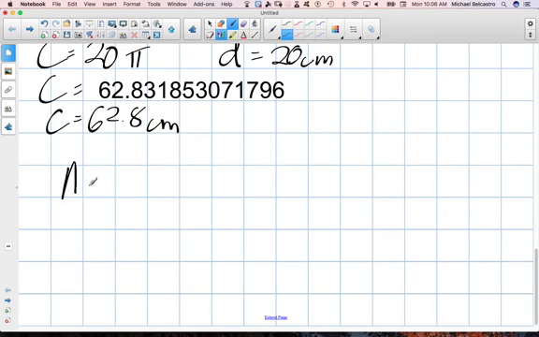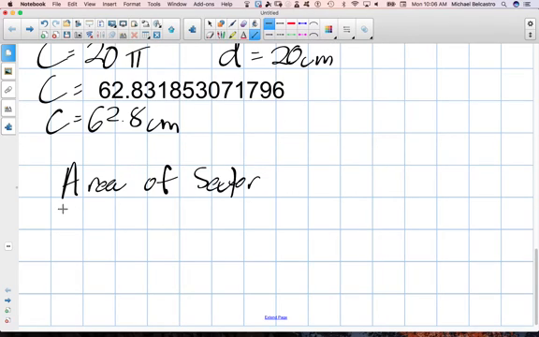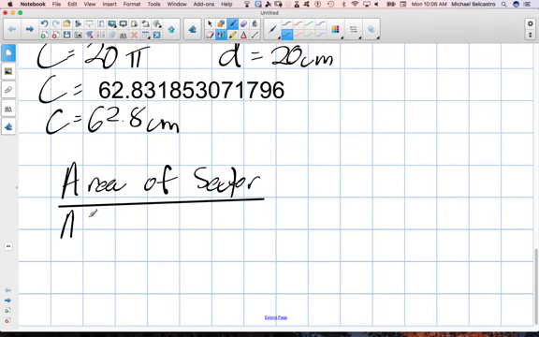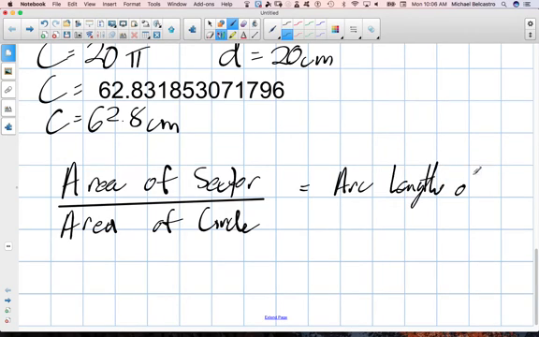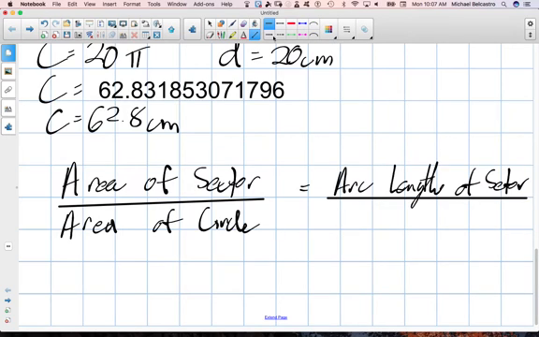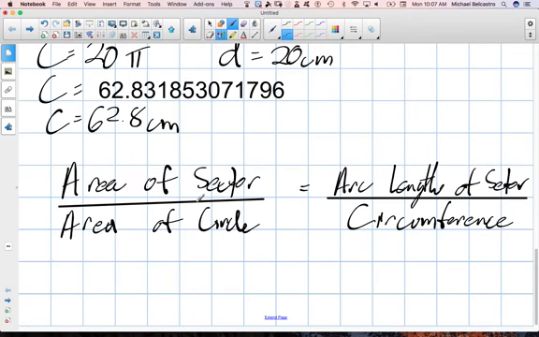Well, we could have said that the area of the sector divided by the area of the circle is equal to the arc length of the sector over, instead of saying arc length of the circle, we know, because the circle is the whole of something, it's the circumference. Hopefully I got that right. Okay. So let's plug in some of the information we have.